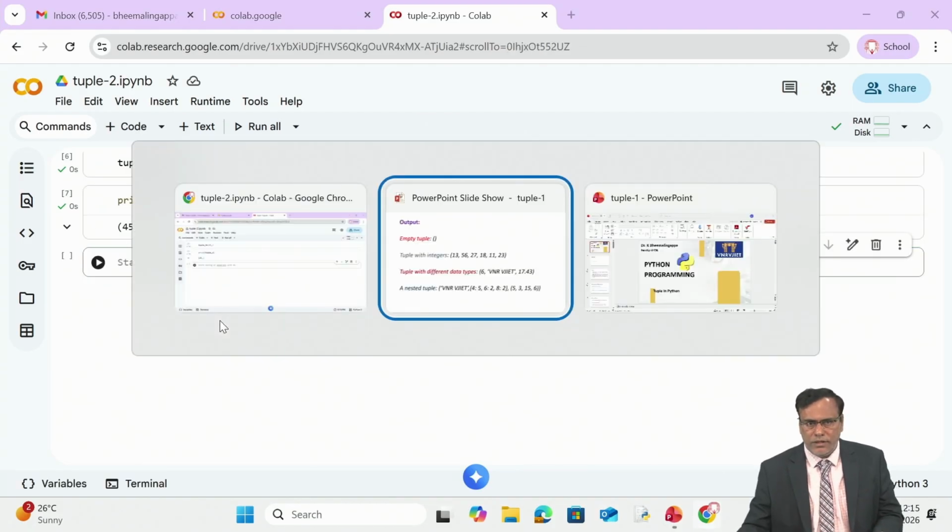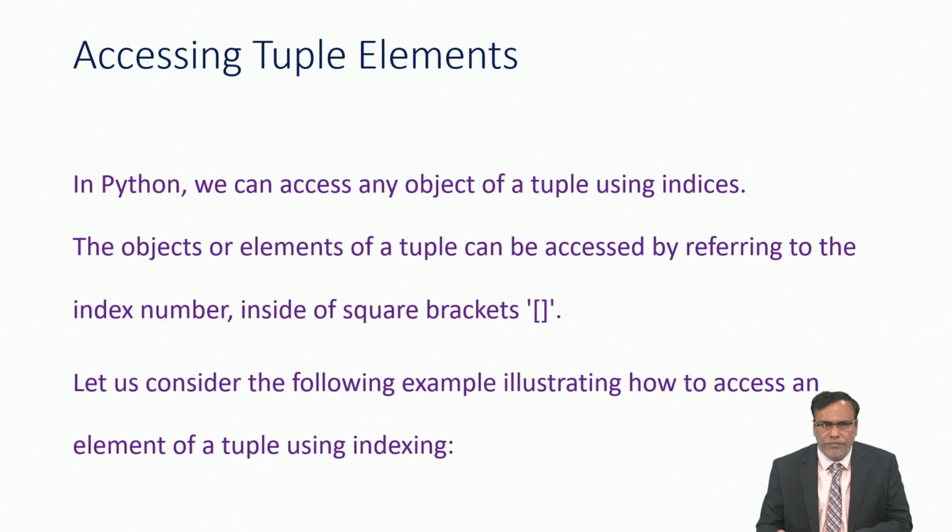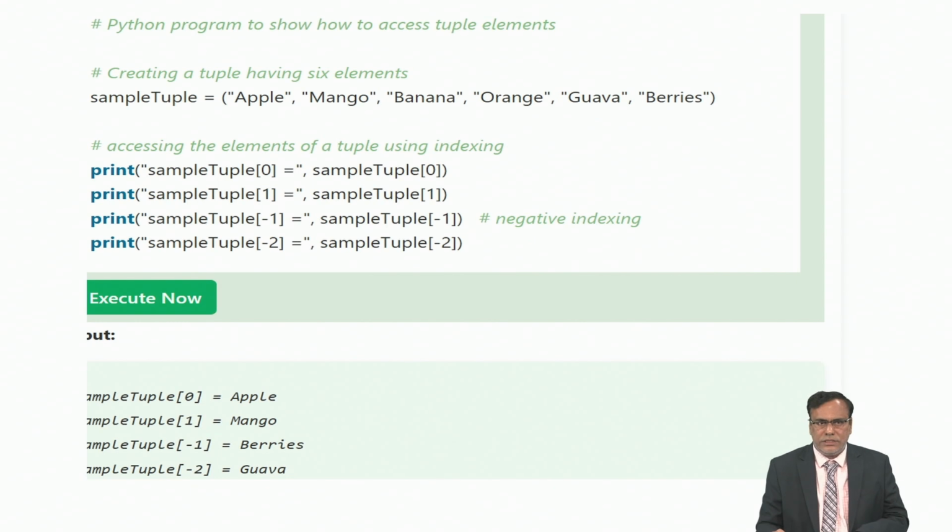And then we have created some tuples. Now we are going to look at how to access the elements of a tuple. In Python, we can access an element by using its index along with square brackets. It is the same as that of a list. Even in a list, whenever you want to access some element, you use the index number inside the square brackets, indicating which particular element you want to access.